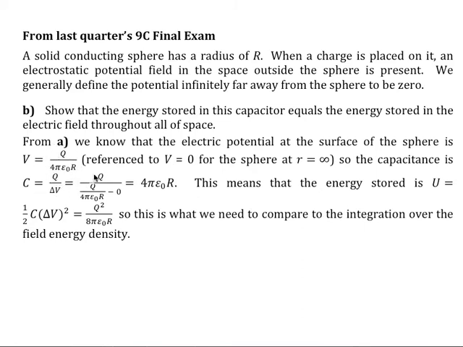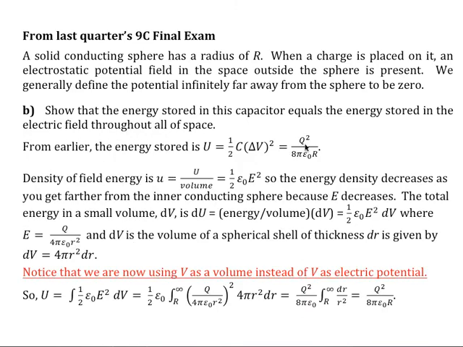So the capacitance is Q over delta V. Delta V, as I said, is just Q over 4 pi E0 R. Take Q and divide by that, I just get 4 pi epsilon 0 times capital R. The energy stored is 1/2 C times delta V squared. So Q squared over 8 pi E0 capital R is the energy stored with charge Q in this capacitor. And this energy stored is what we need to compare to the integration of the field energy density. So there's the energy stored in the capacitor.